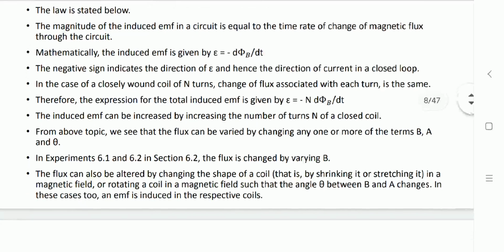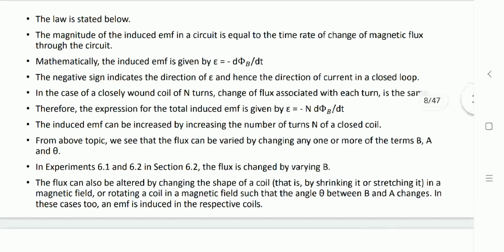In experiments 1 and 2, the flux is varying. The flux is changed by varying the magnetic field. The flux can also be changed by the shape of the coil in a magnetic field, or by rotating a coil in a magnetic field. So rotating the coil also changes the flux. It means it depends on the angle between the magnetic field and the area.